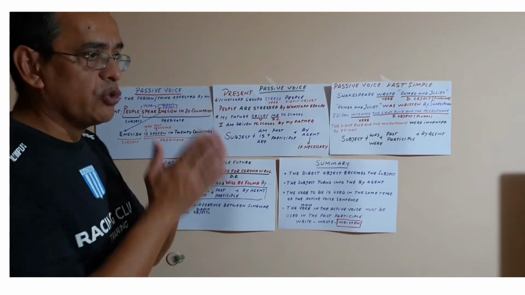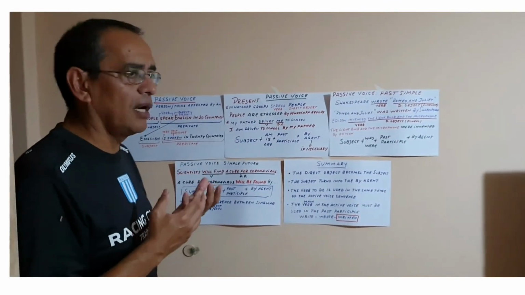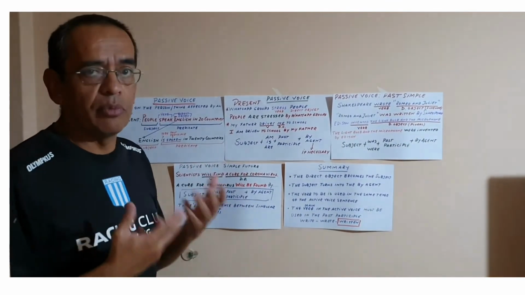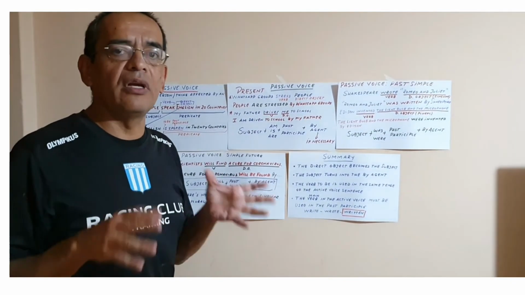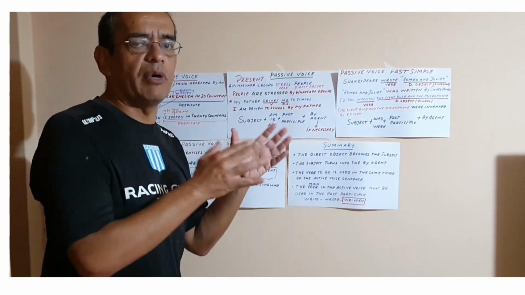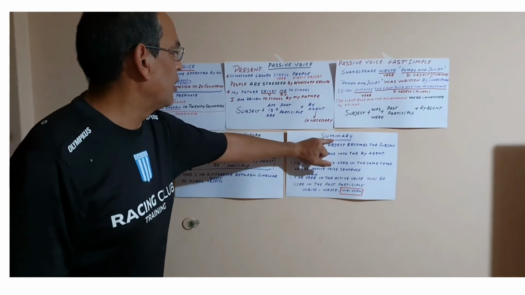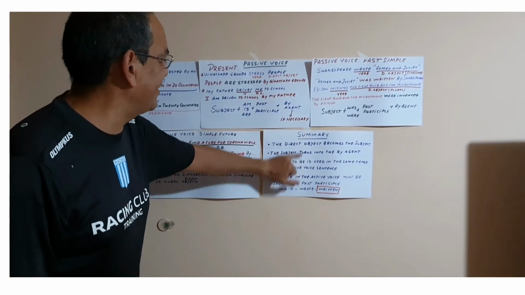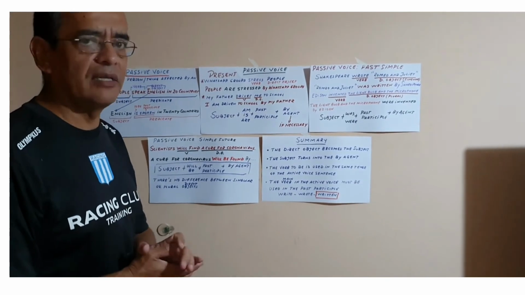Remember, the doer of the action is not as important as the action. No es tan importante como la acción. Por eso es que usamos la voz pasiva. For example, here in Salta we can say Salta was founded by Hernando de Lerma. Sería una oración en voz pasiva en pasado. Take into account this summary, which is very important for the sentence transformation.